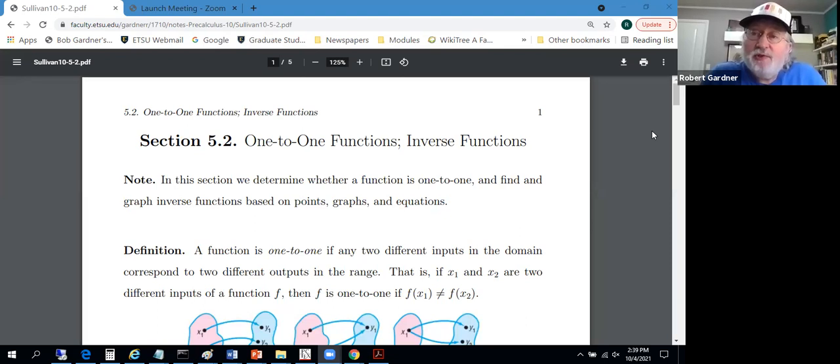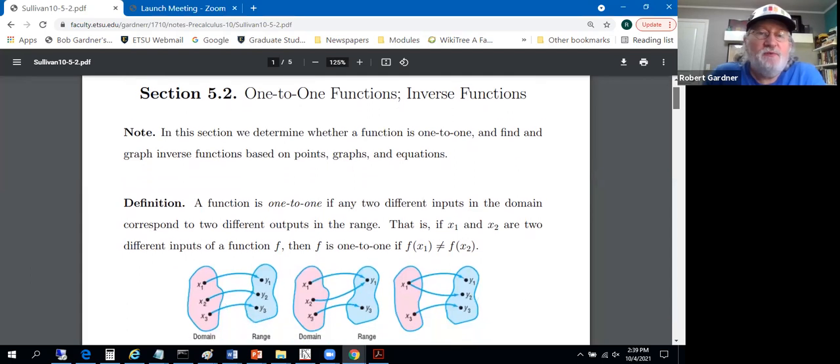Now that we've defined a composition of functions, we'll use that idea to explore the inverse of a given function of a particular type, a function that's one-to-one. And that's a topic of section 5.2. So in this section, we determine whether a function is one-to-one or not. We find and graph inverse functions based on points, based on graphs, and more pragmatically based on equations of functions.